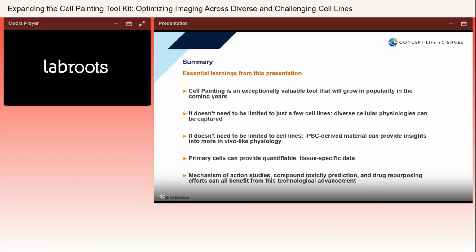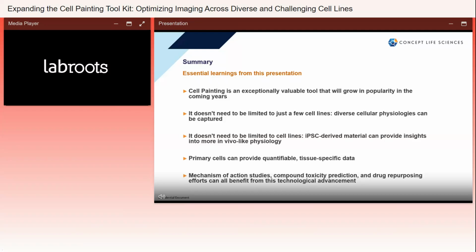And this opens the door to more biologically diverse and disease-relevant models, bringing us closer to in vivo physiology and allowing us to study responses in a controlled, reproducible way. And this is especially valuable for understanding mechanisms of action and identifying subtle phenotypic effects.